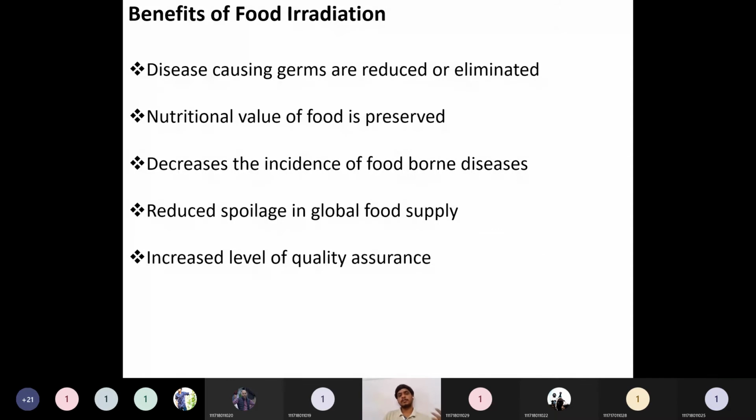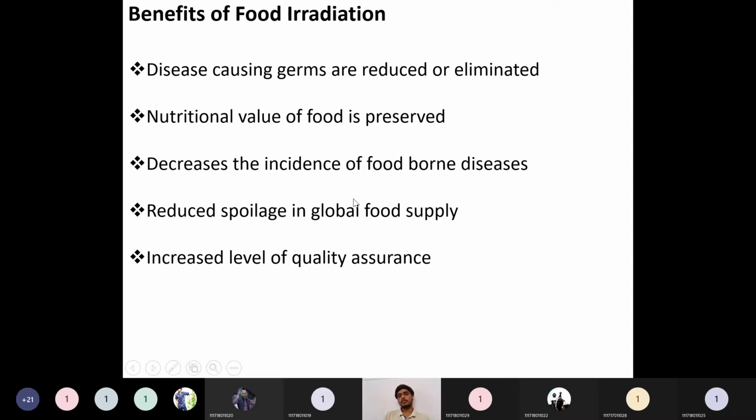Then benefits. What are the benefits of this food irradiation? From the process we just discussed, we can list out these benefits. Disease-causing germs are reduced or eliminated completely. Then the nutritional value of the food is preserved. The same as what is in the fresh product will be preserved, and it decreases the incidence of foodborne diseases. So food poisoning and everything can be decreased using this type of irradiation process. That's the benefit. And reduced spoilage in the global food supply.